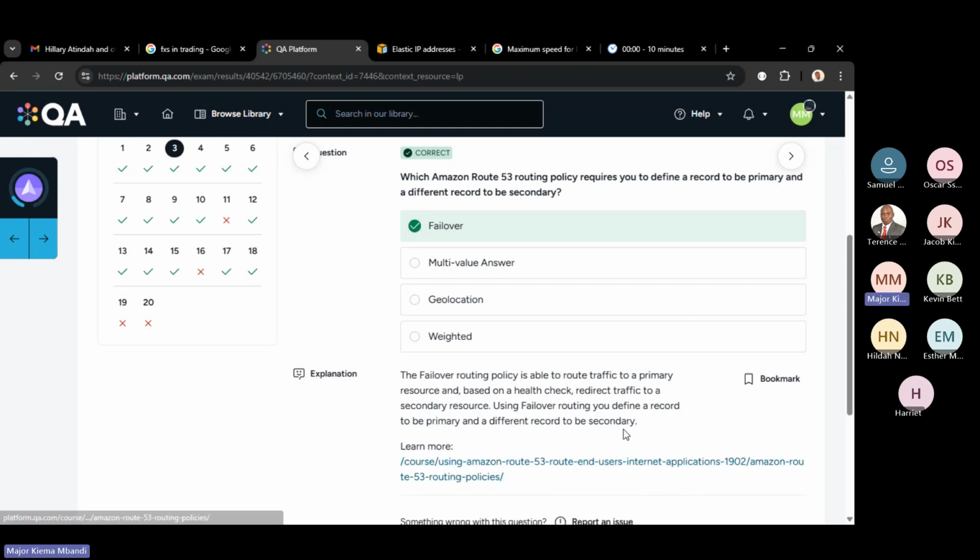So this, I think you got it right: which Amazon Route 53 routing policy requires you to define a record to be a primary and a different record to be a secondary. Of course, this is the failover routing policy. I think you're all conversant regarding all the routing policies, their characteristics and the distinctions between them.